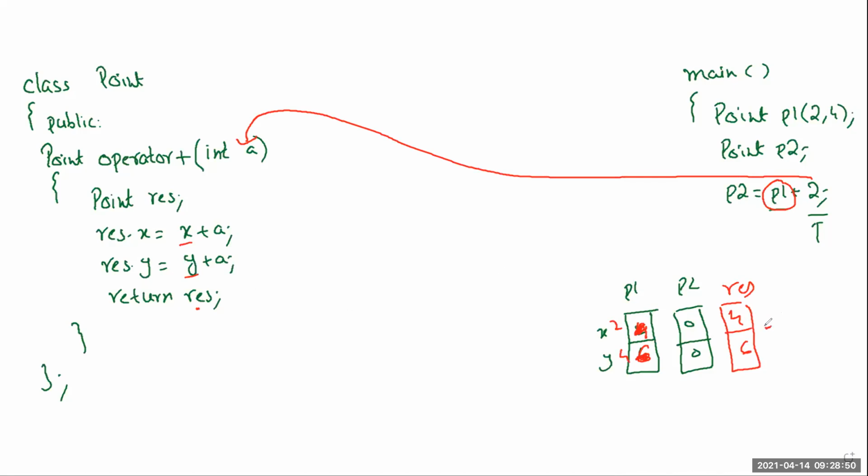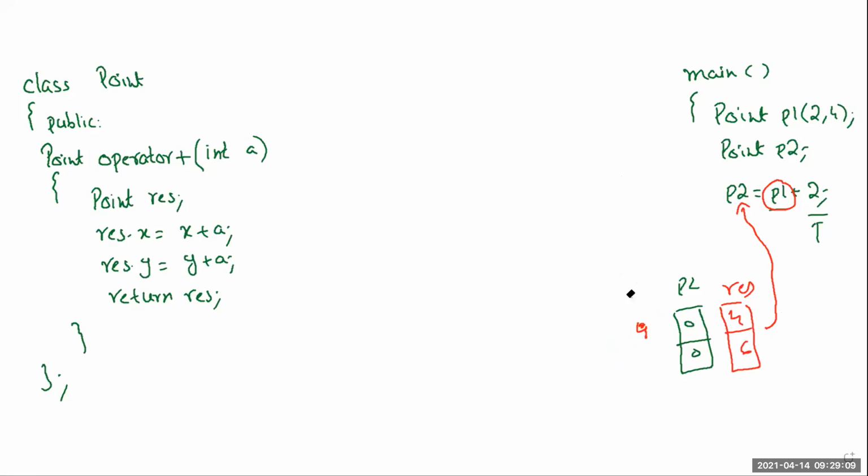So this 4 and 6, this actually goes to p2. Okay, so this is how we are adding an integer to a point, which is a different example from what we have done previously. Similarly, you can do subtraction or multiplication or division or anything where the second argument is something else, not a point.